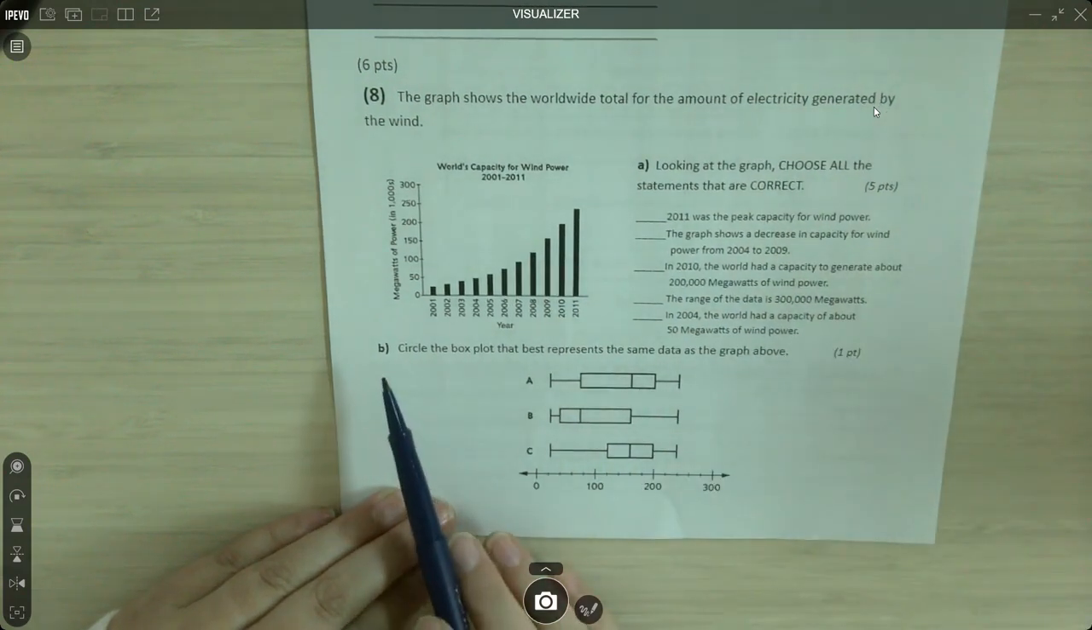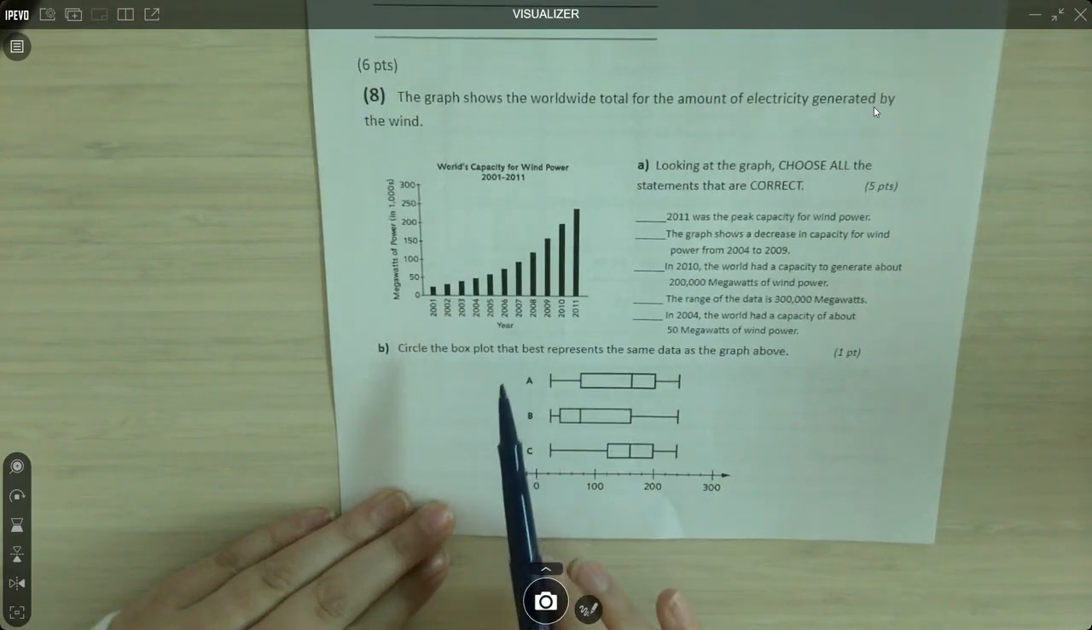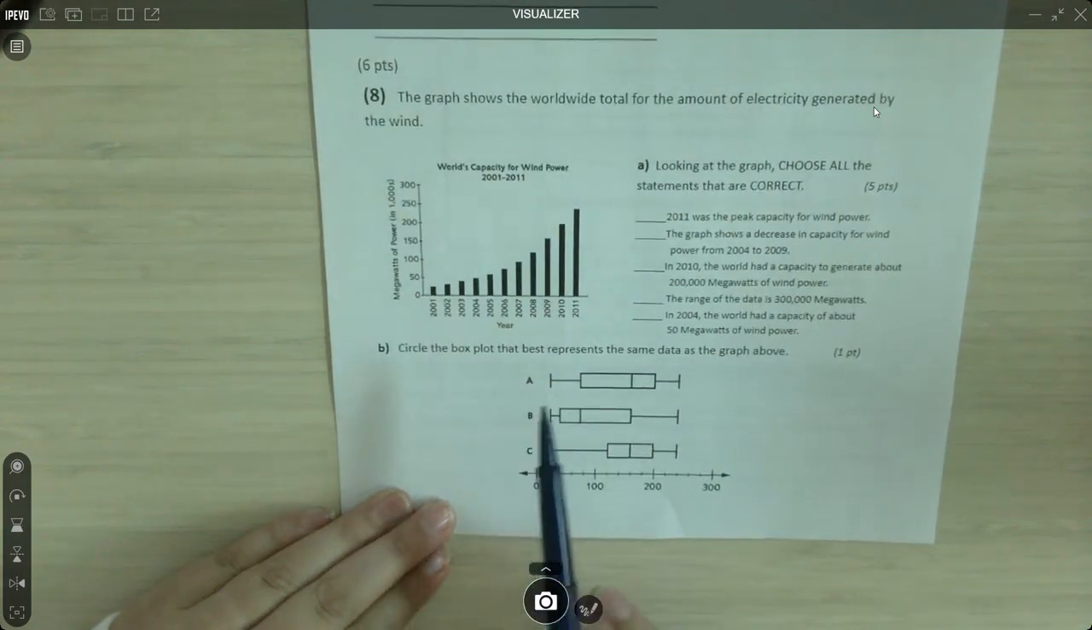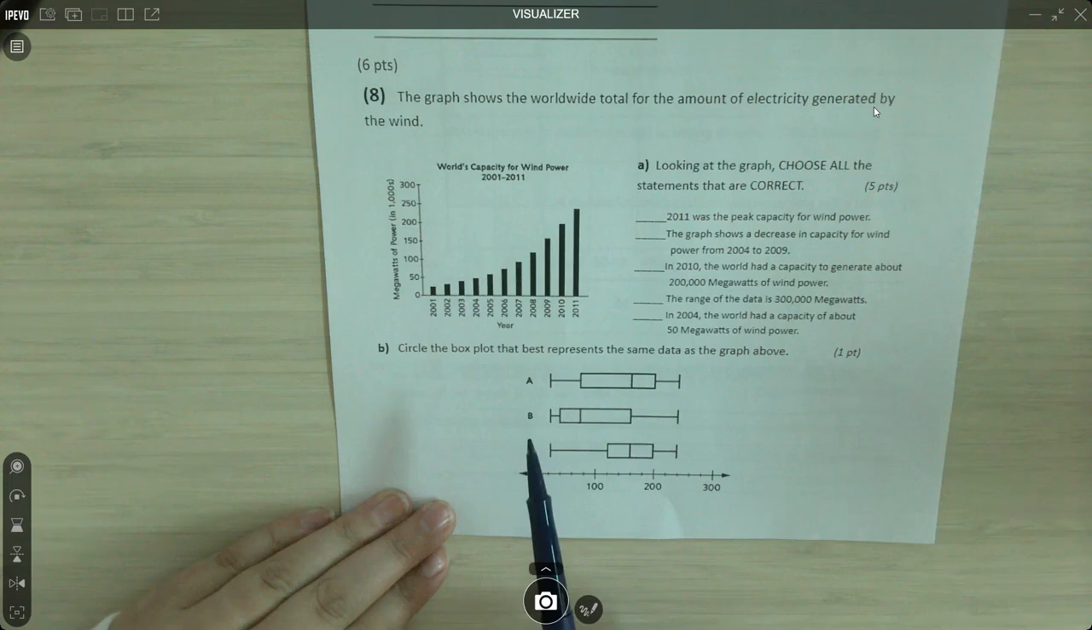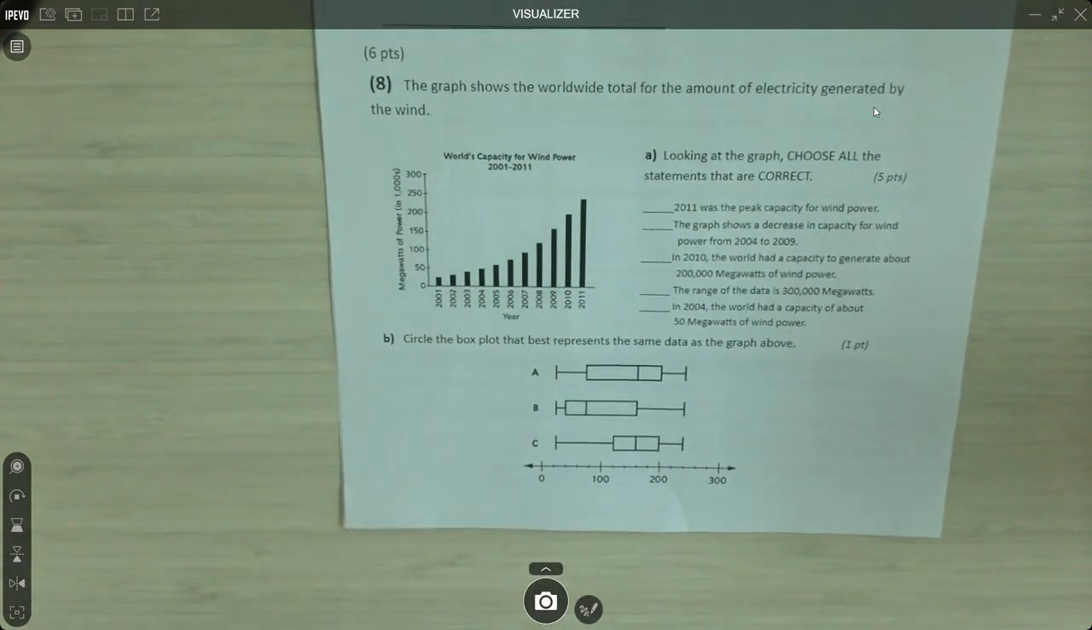And then part B down here, you're going to circle the box plot that represents the same data as the graph above. So you're just going to circle A, B, or C. When you are done, you are going to give it to your teacher to look over before turning it in.